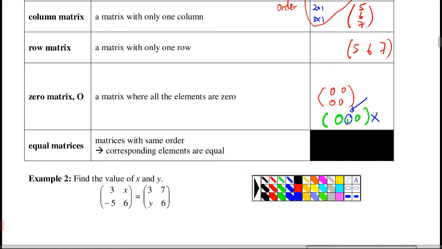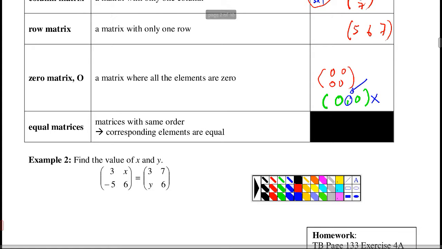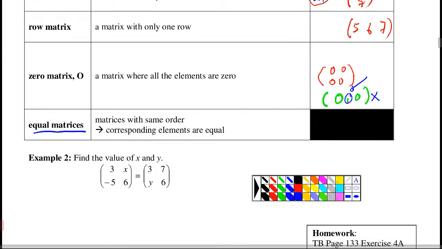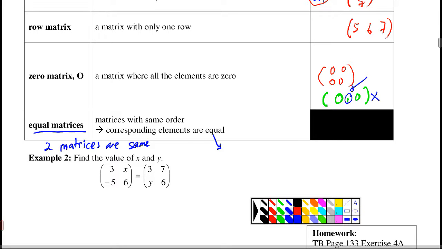Okay, next one. Equal matrix: matrices with the same order, where corresponding elements are equal. What does it mean? Equal matrix means two matrices are equal. Can I give an example of an equal matrix? If I have two equal matrices, of course this means equal matrix.